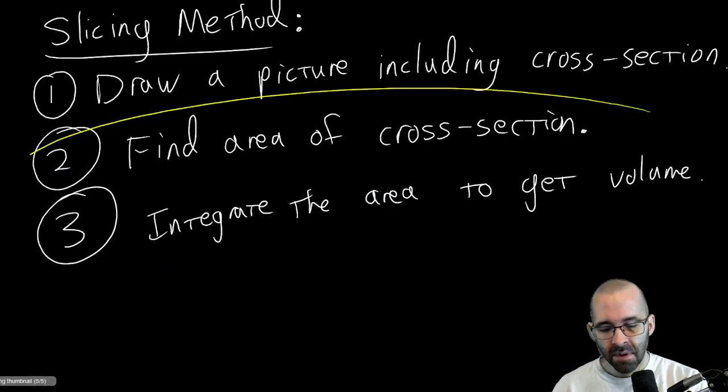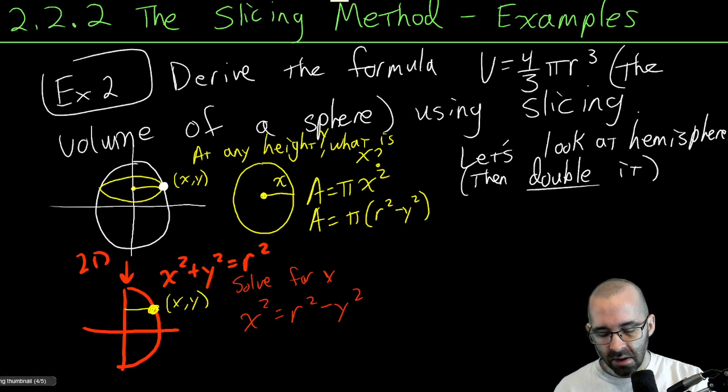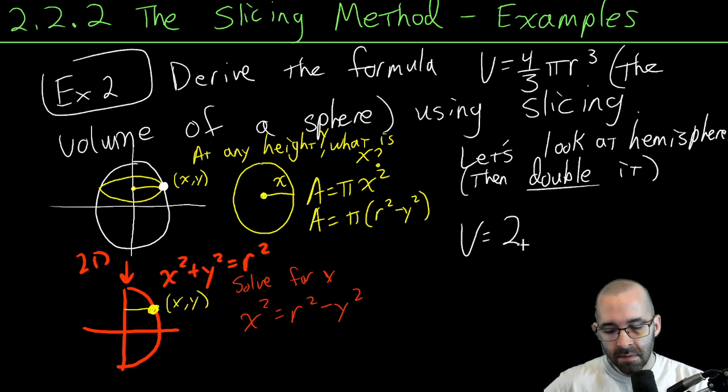That was step 2. Find the area of the cross section. Step 3 is to integrate to get the volume. And actually, we don't have to look at a hemisphere at all. You could look at a hemisphere and double it. Let's be consistent. I don't want to backtrack too much. So the volume is going to be double the volume of a hemisphere. The upper half hemisphere is when y starts at 0 and goes all the way up. What's the max y value up here? Well, the max y value is just the radius of the sphere.